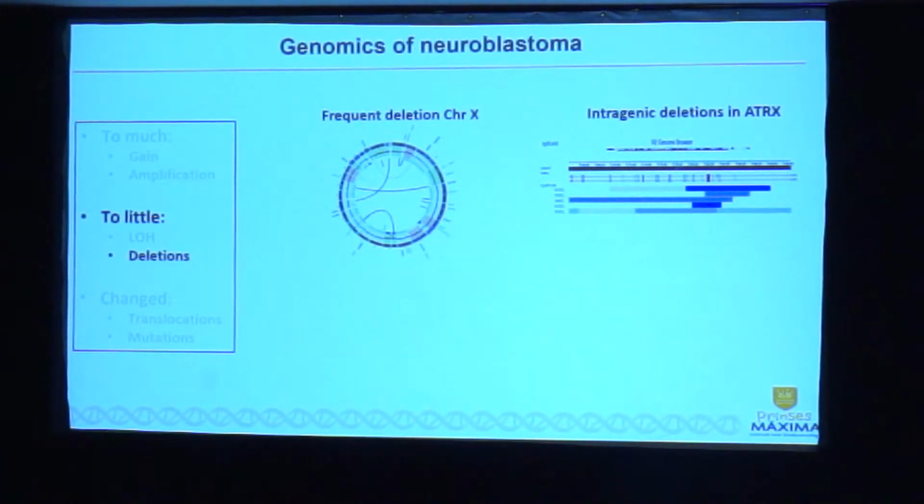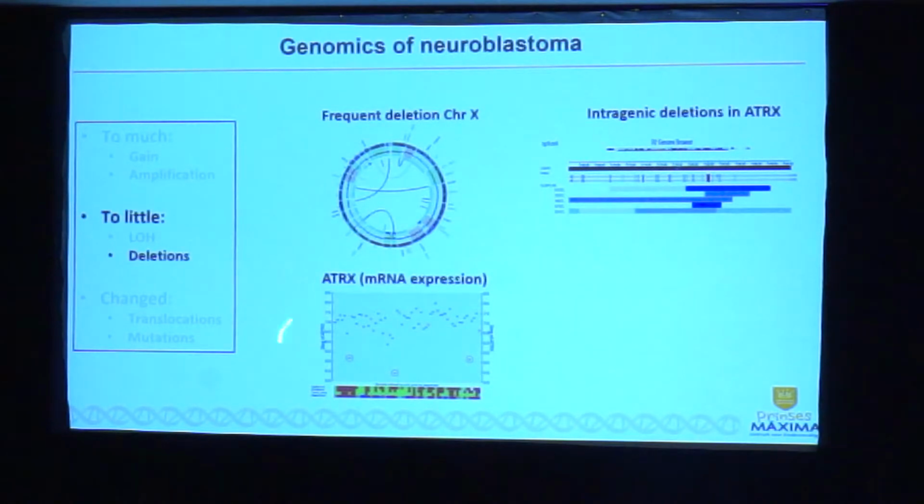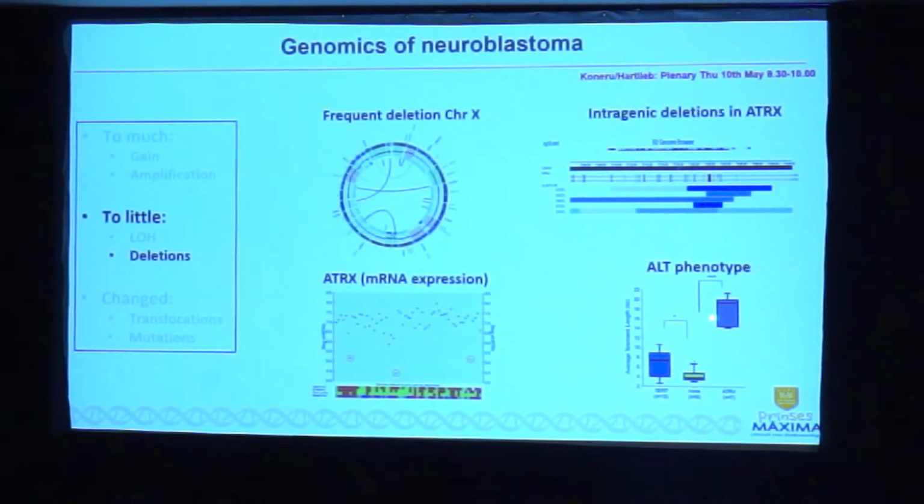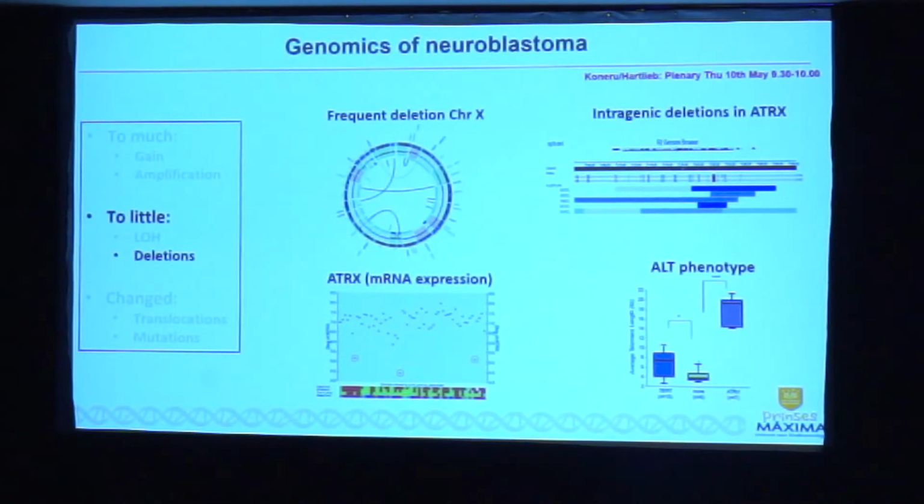And this causes a reduced expression. So if we look at the messenger RNA expression in neuroblastoma tumors, and these three tumors are the three tumors that have genomic aberrations, and they all have a very low expression of ATRX, and that then apparently leads to alternative lengthening of telomeres. So huge telomeres, which is one of the hallmarks of cancer, to maintain internal growth. And you can see here, this is in other neuroblastoma, and this is the ATRX mutant neuroblastoma with huge telomeres. So those are the lesions.